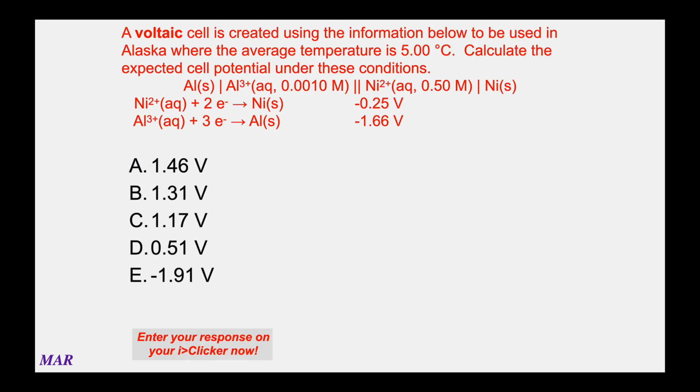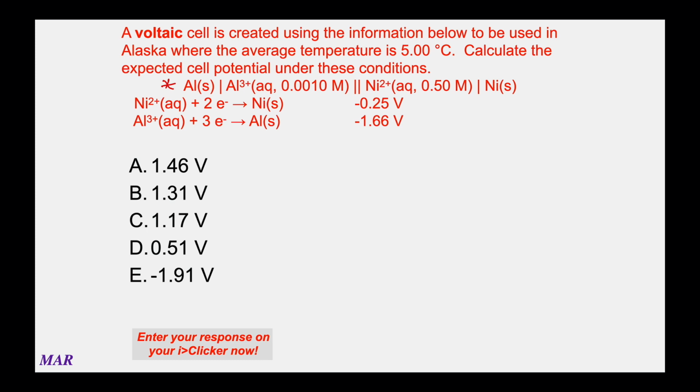Pretty cool. We have a voltaic cell created using the information below, and it's in Alaska, where the average temperature is 5 degrees Celsius. Calculate the expected cell potential under these conditions. Now, there's a lot of information here. This line right here is the shorthand notation for electrochemical cells, and this is something we talked about. But in a nutshell, electrons are going left to right. So aluminum is going to aluminum 3 plus. And on the other side of the salt bridge, the double lines, nickel 2 plus is going to nickel.